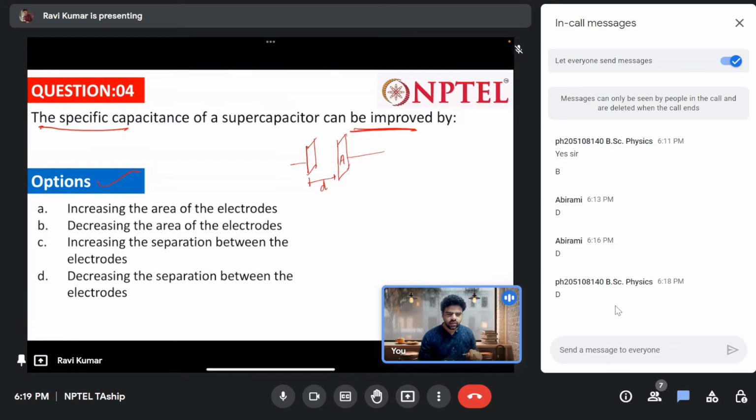Someone saying option D, decreasing the separation between the electrodes. Okay. What about area of electrodes?